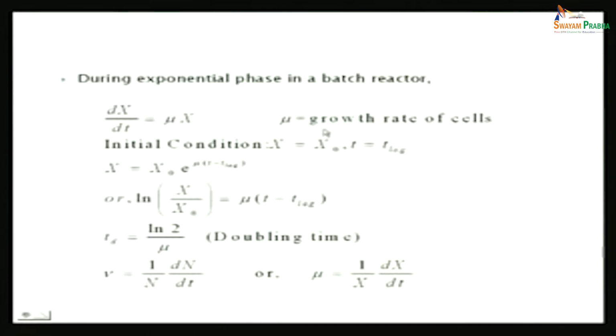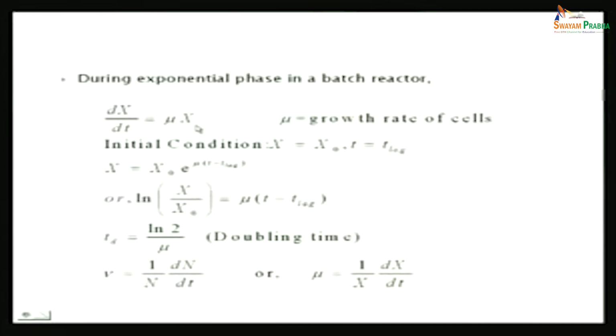What is mu? Mu is the specific growth rate of cells. Now we're modeling only the exponential growth phase, not the other three phases. So dx/dt = mu x, where mu is the specific growth rate. It's like a reaction rate constant, and x is the cell concentration.